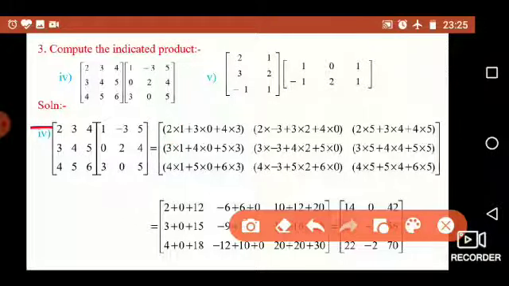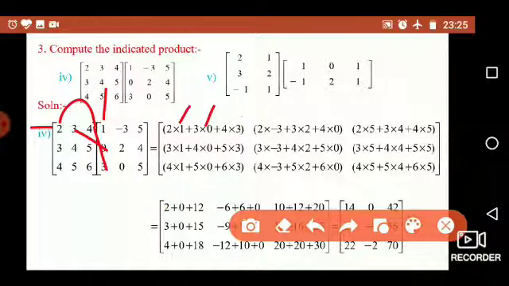The first row gets multiplied with the corresponding elements of the first column. Therefore, we get 2 1s are 2, 3 0s are 0, and 4 3s are 12. That gives 2 plus 0 plus 12, which we can write as 14.